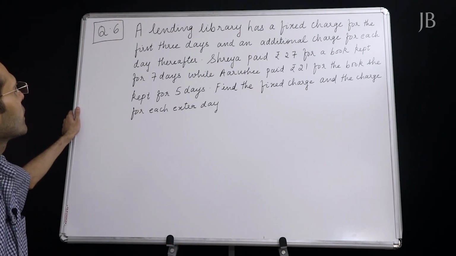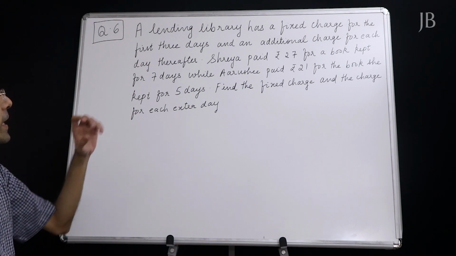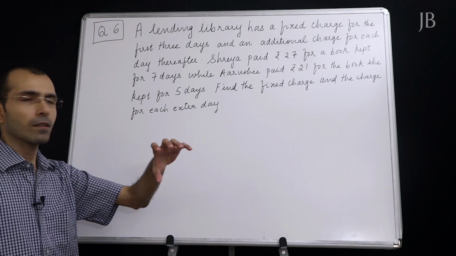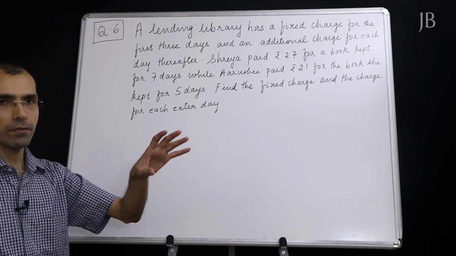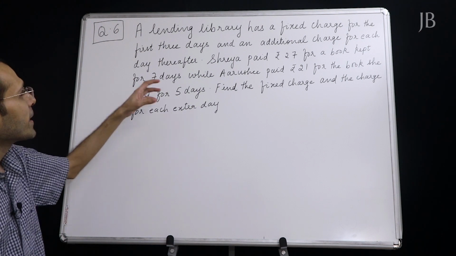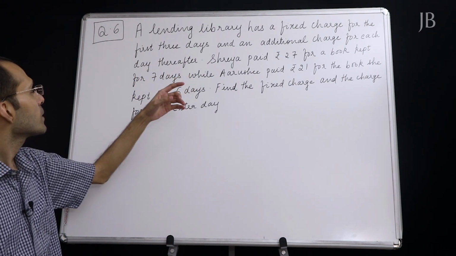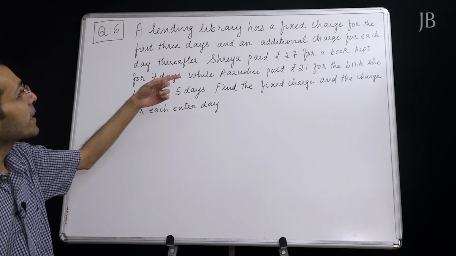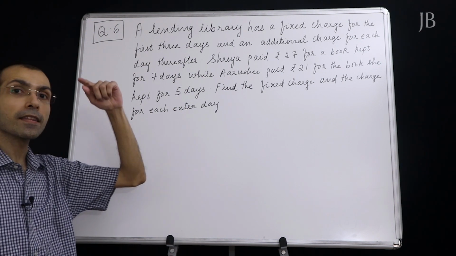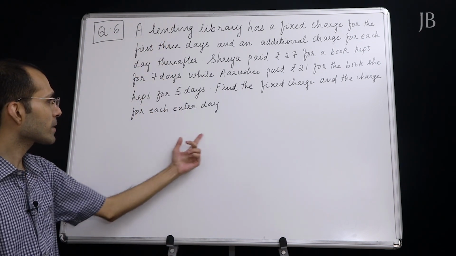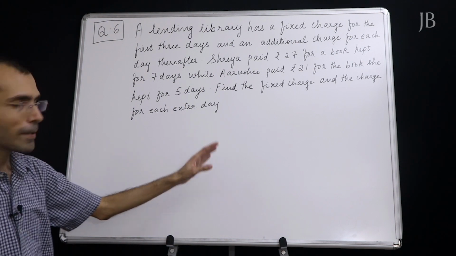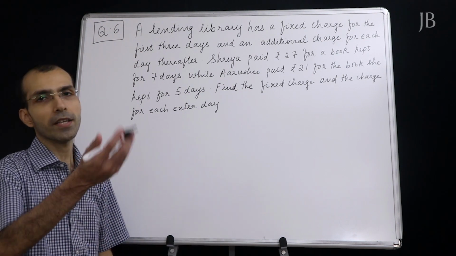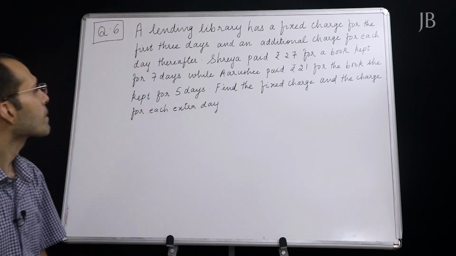Question 6. A lending library has a fixed charge for the first 3 days. So for the first 3 days when you take the book, there is a fixed charge. And an additional charge. So even if you take it for one day, that fixed charge will still apply. And an additional charge for each day thereafter. That is, for the first 3 days, the charge is fixed, and after that, they keep on charging you on a per day basis. So the number of days you take, accordingly it is.